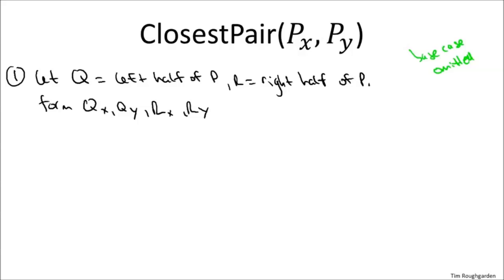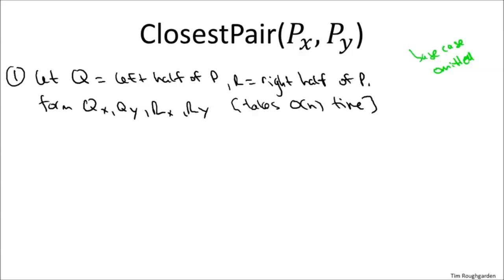If you think about it, because PX and PY are already sorted, just producing these sorted sublists takes linear time. It's in some sense the opposite of the merge subroutine we used in merge sort. Here we're splitting rather than merging. But again, this can be done in linear time. That's something you should think through carefully later. So that's the division step.